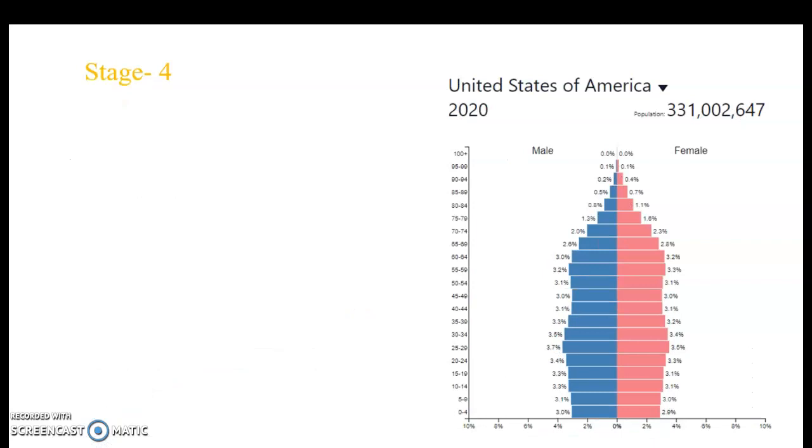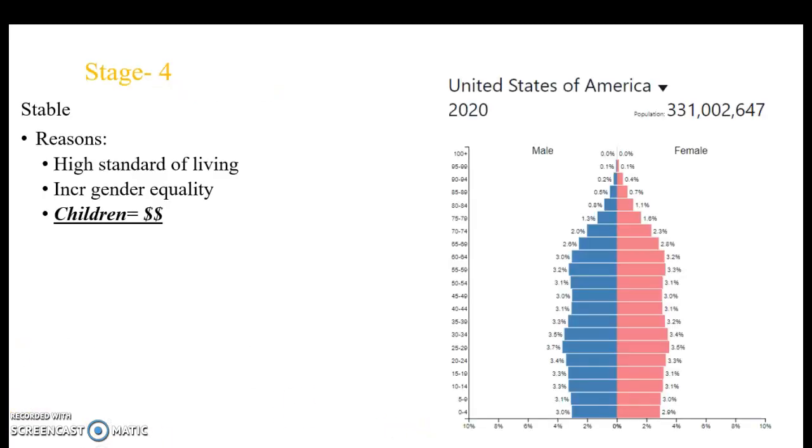The United States is also an example of stage 4. Stage 4 is stable. The reasons for that is a high standard of living. That high standard of living carries with it a high cost of living. So childcare is increasingly expensive. As I mentioned, childcare is increasingly expensive. Increased gender equality, again, delays the start of family planning, delays the start of growing your family, having children.